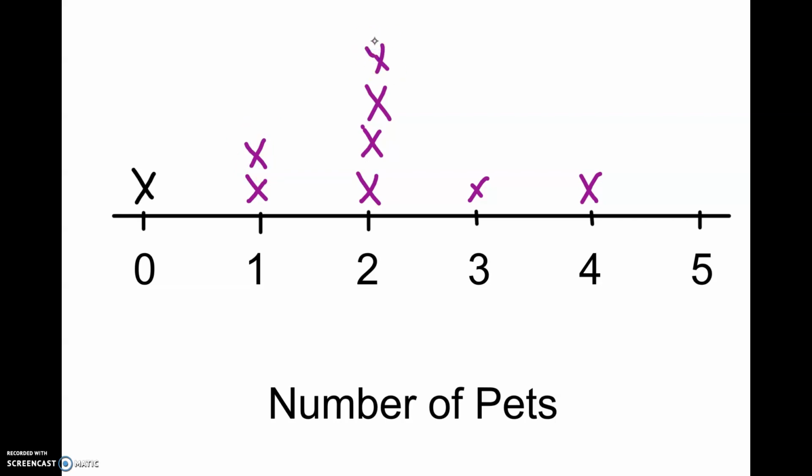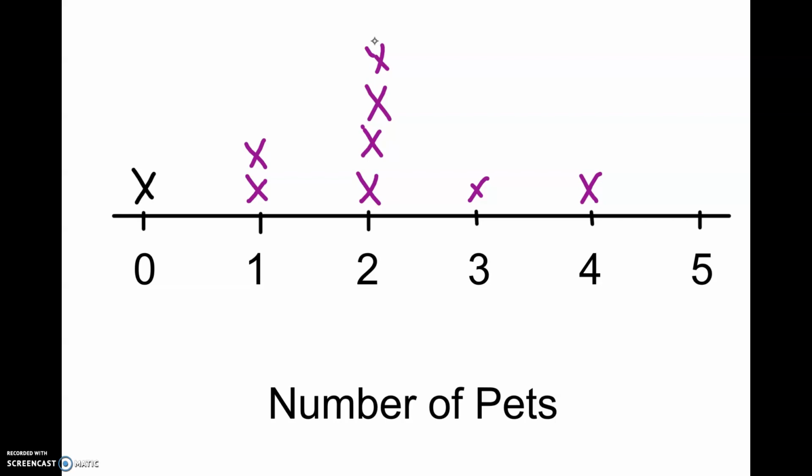All right, so the line plot gives you a really nice visual display, and you can look at this line plot and you can see, boy, more people have 2 pets than anything else. Nobody had 5 pets, and one person didn't have any, and one person had 3, and one person had 4. So you can look at it and see the information.